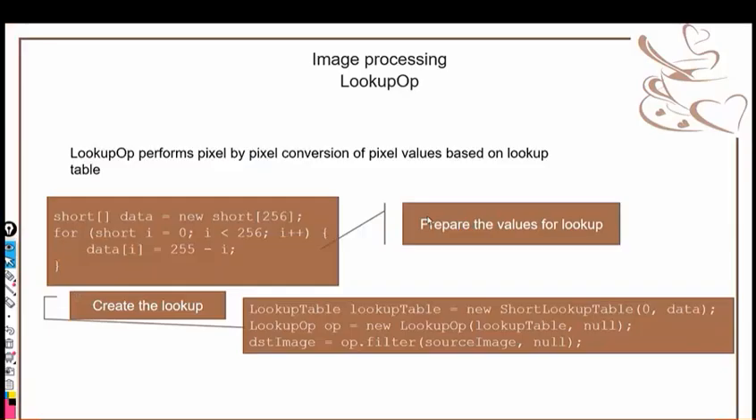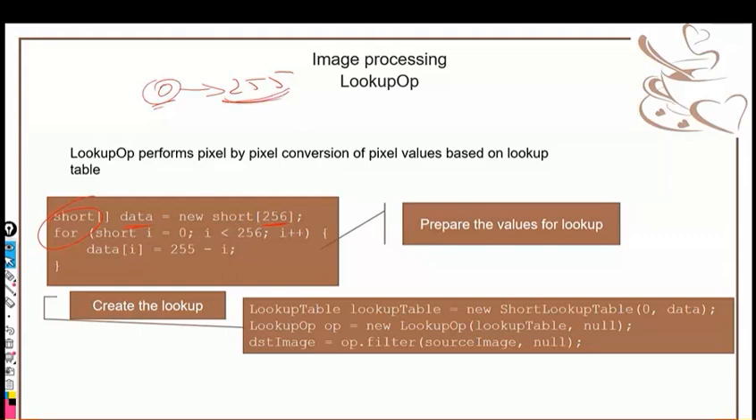So the last part will be the lookup operation. Here we have an example of a lookup operation. We are creating an array. It is an array of short, that means we have 8 bits to write the values, so we have the values from 0 to 255. So we have an array of short with a length of 256, and we are storing the values from 0 till 255.